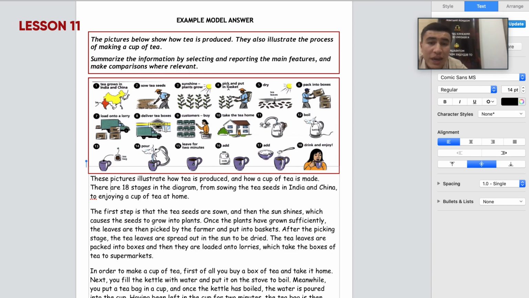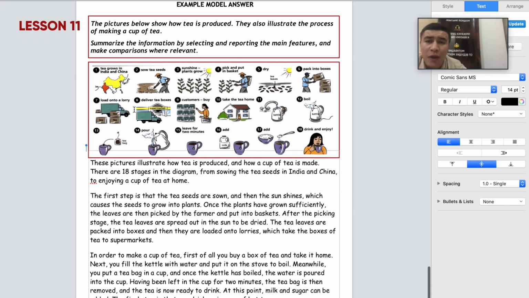So as you can see, we have 18 steps overall. Now, if you remember, I told you before that you should have an introduction, overview, and detailed paragraphs in your report. So we'll start from the introduction. These pictures illustrate how tea is produced and how a cup of tea is made. This is the paraphrased title. As you can see, we merged two sentences into one here.